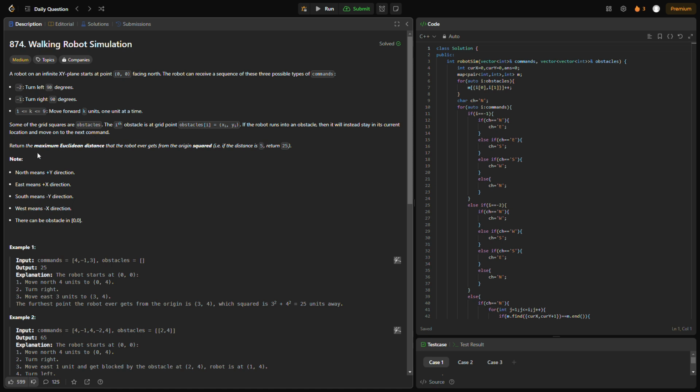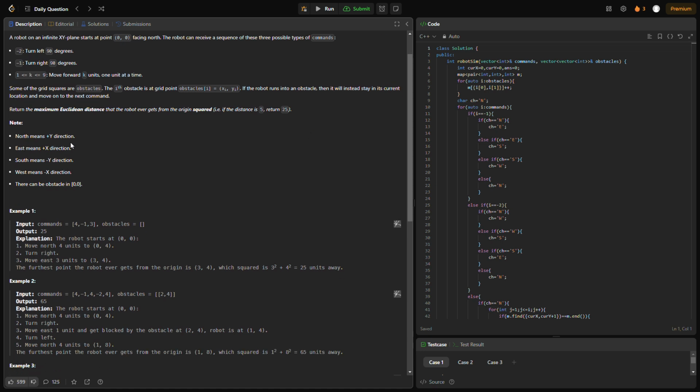Okay, and let's check what we need to return. It says to return the maximum Euclidean distance that the robot ever gets from the origin, squared; that is, if the distance is 5, return 25. So basically what it needs is the Euclidean distance from the origin, based on the current position it has. That is just the square of the x coordinate plus the square of the y coordinate, and that is what we need to return. Let's quickly check that north means positive y direction, east means positive x direction, south means negative y direction, and west means negative x direction.